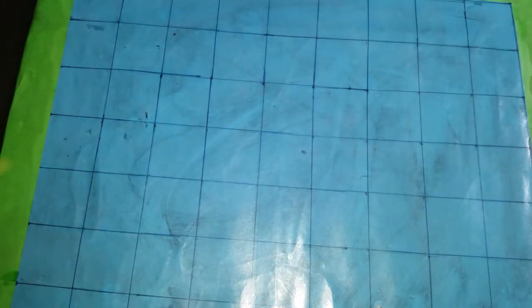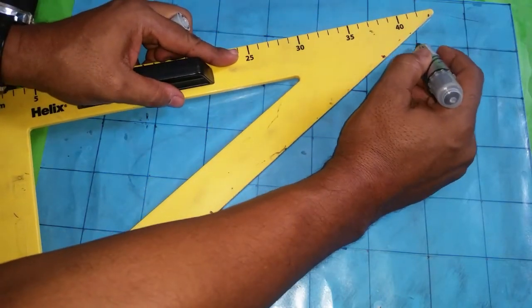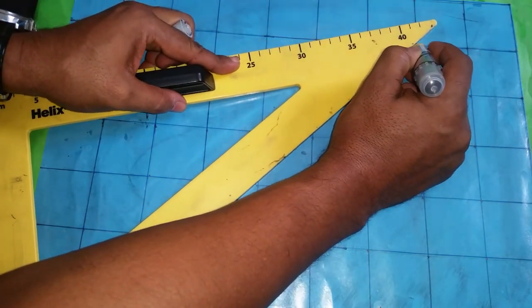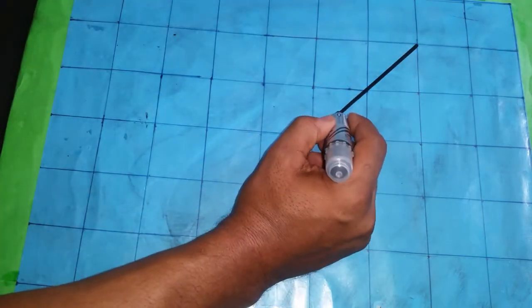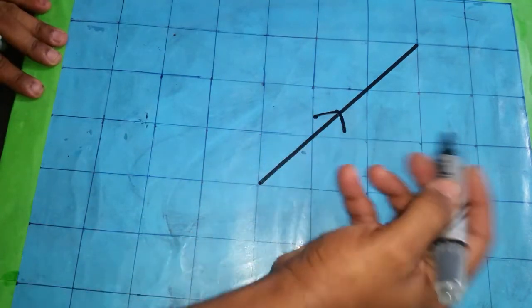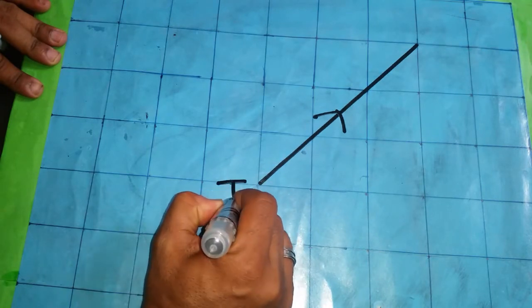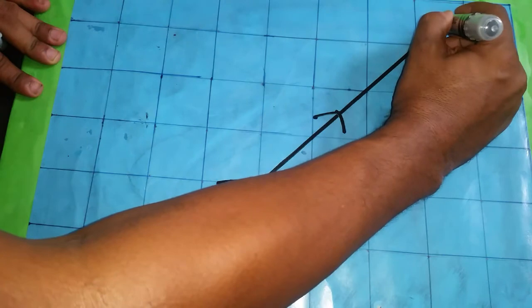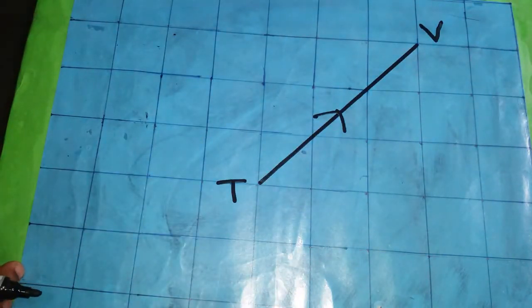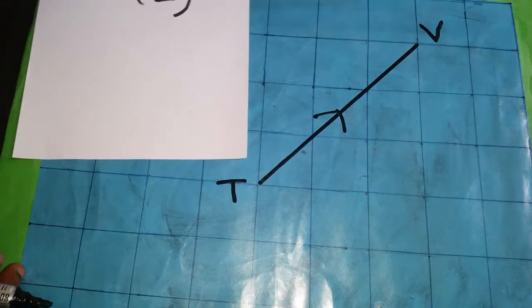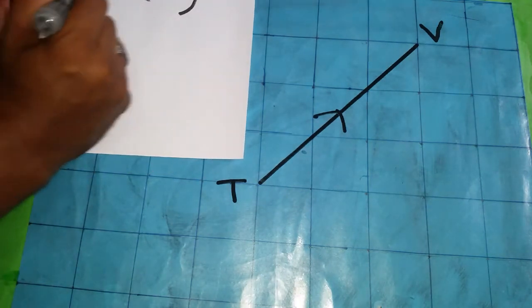So I'm going to just draw this vector here, and I'm going to put the letter T here and the letter V there. So that vector would be called TV.